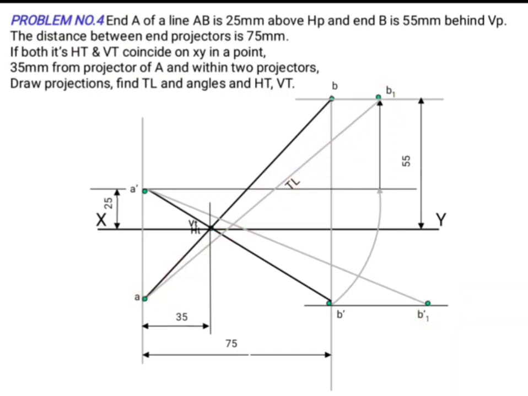Inclination of line AB1 will be the angle phi, which is the inclination of the line with the vertical plane, and the inclination of line A dash B1 dash will be the angle theta, which is the inclination of the line with the horizontal plane.